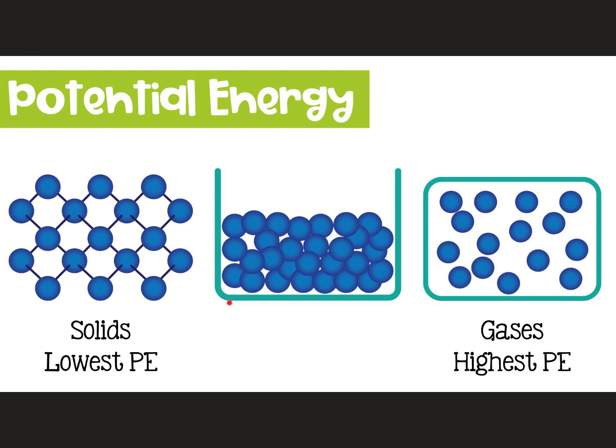Liquids have the ability to flow past each other because they have a little bit of space, but they're all still in approximately the same location. And gases have the ability to roam freely, so they have the highest potential energy and are the furthest apart.